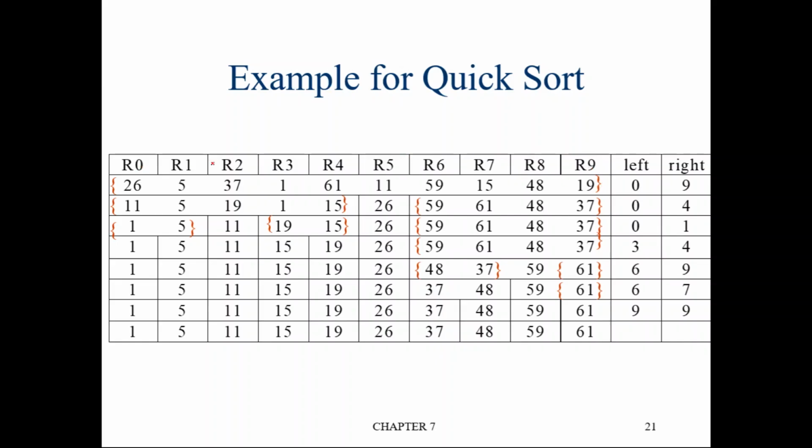Let us assume the array name is R. R of 0 contains 26, R of 1 contains 5, R of 2 contains 37, and so on, up to R of 9 contains 19. There are totally 10 elements. Now there is only one partition, which is what this flower bracket represents.